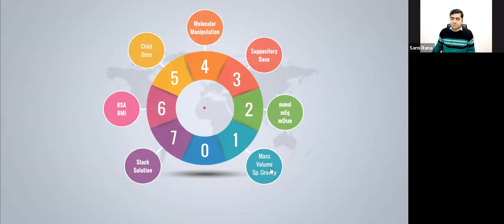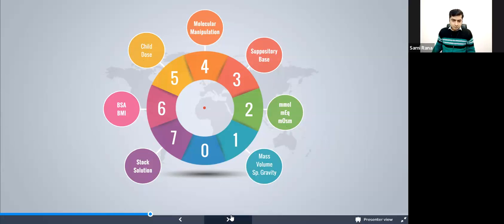Starting from mass, volume, specific gravity, their conversion, simple questions. You can expect 1 or 2 questions from this part in your exam, and then we will go into the millimoles, milliequivalents, milliosmoles. You should expect 2 to 3 questions, because nowadays we have seen that people are getting like 15, 20 calculations. Then we will go to suppository bases, then molecular manipulations, then child doses, then body surface area and body mass index, and then we will deal with stock solutions. So starting with the mass, volume, and specific gravity.